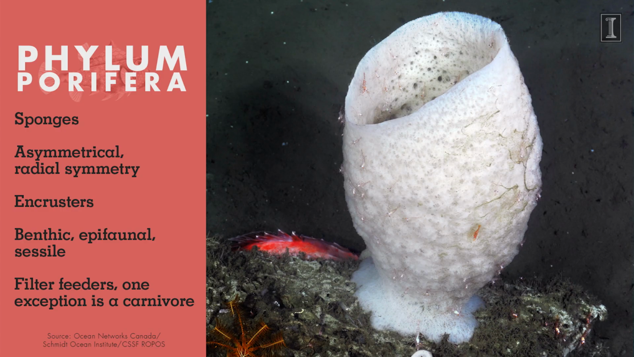Their mode of life is that they're encrusters, meaning they grow on surfaces. They grow on other organisms sometimes even. They're epifaunal, meaning they're on the seafloor, not within the seafloor. And they're sessile. I don't know if you've ever seen a sponge move, but I have not. Because they're sessile, they have to be filter feeders, more or less. The phylum Porifera are all filter feeders, with one exception that is carnivorous.